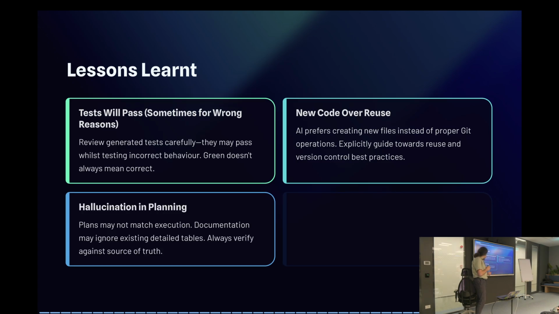Third lesson, hallucination in planning. Plans may not match, meaning you will do a plan mode and afterwards you'll say save it, and the documentation that is saved does not match the plan that you saw earlier. Secondly, you'll start doing a plan, you'll stop execution for whatever reason, you'll say continue the plan. No, it will not always continue the plan unless you really verify that the tasks are the same.